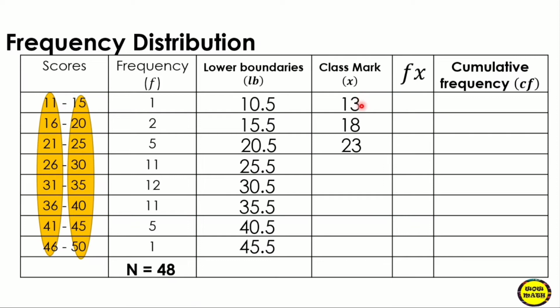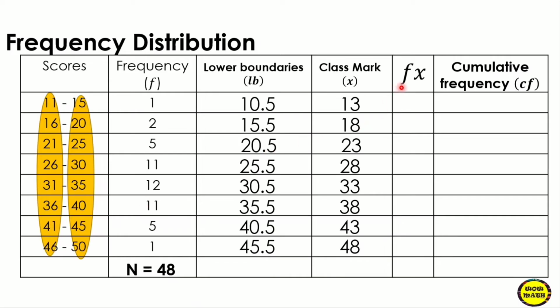So, let's say, 13 plus 5, that is 18. Plus 5, 23. Plus 5, 28. Plus 5, 33. Plus 5, 38. Plus 5, 43, and plus 5, 48. Para hindi ka na mag-isa-isa ng pag-add at divide ng lower and upper limit natin.